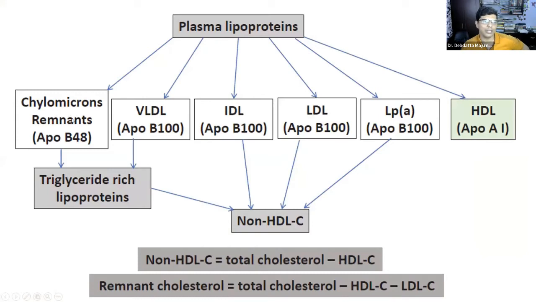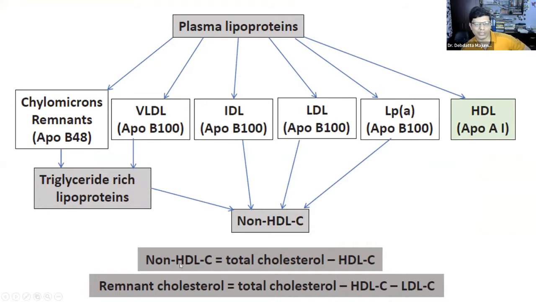What we certainly know is that chylomicron remnants, with ApoB48, are classified under triglyceride-rich lipoproteins. VLDL, IDL, LDL, the metabolites of VLDL, all have ApoB100, including lipoprotein A. HDL is characterized by ApoA.